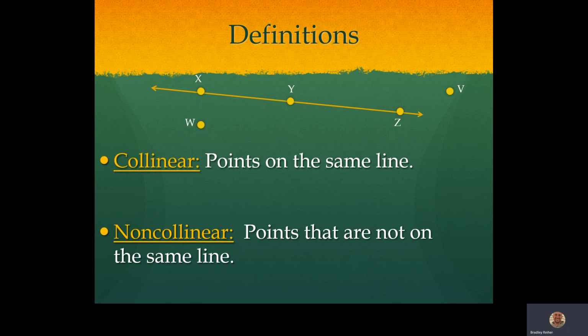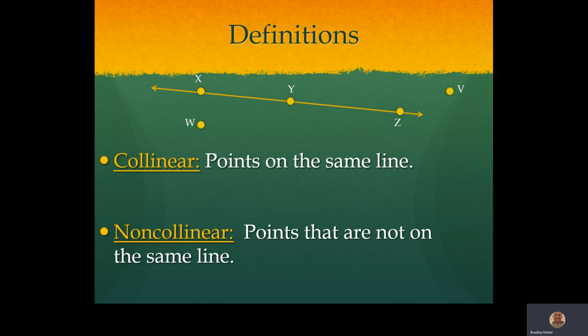This will probably be the last slide for this portion of the video. We're going to look at 2 definitions. The first one is collinear. What that means is points that are on the same line. So if you look at this line, you can definitely see points that are on that line. Those would be collinear points. Pretty simple. So point X, point Y, and point Z, name each of those with one letter, are collinear points.